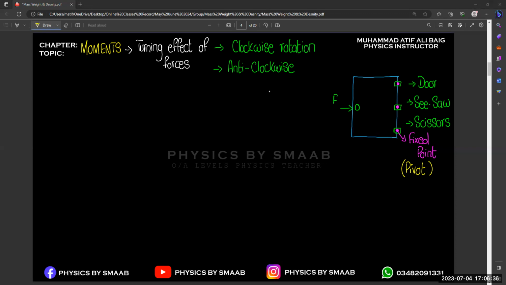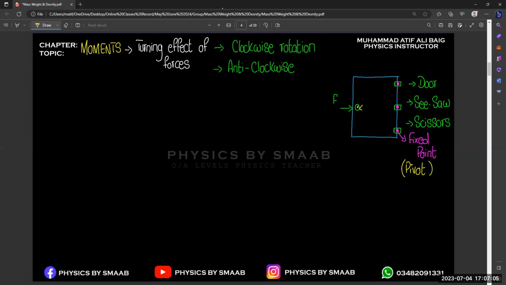Okay, so you got the concept of pivot point, right? Whenever you are going to solve a question related to moments, first of all you need to find the pivot or the fixed point. Next, in our daily life, when we apply force on a door, we normally apply force on the knob or the lock of the door, right? So this is the point where we apply a force on the door. Basically there is a distance.